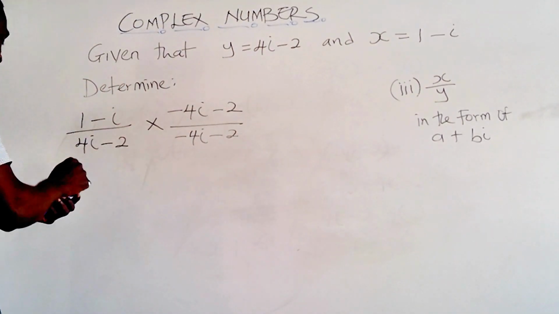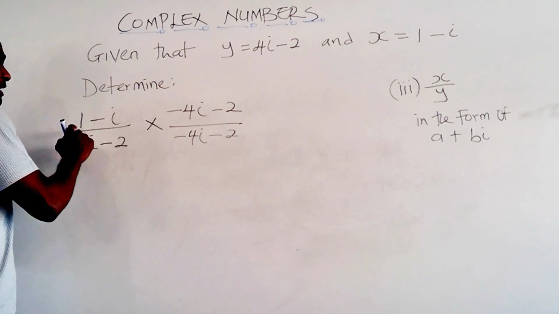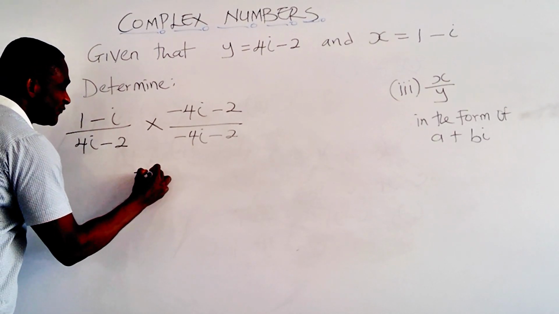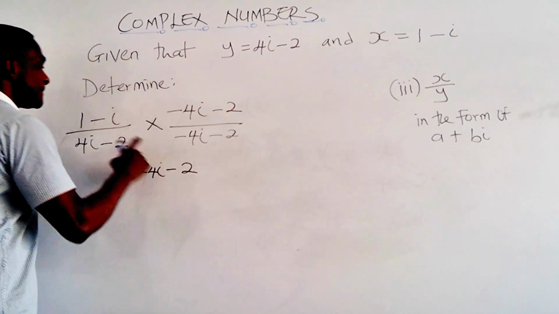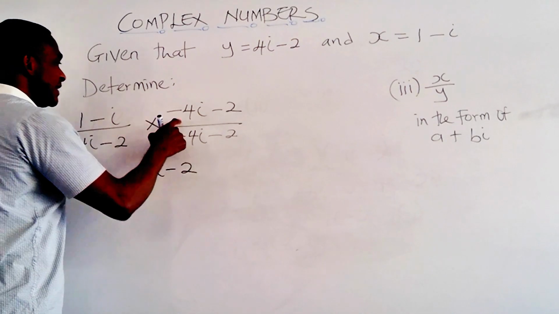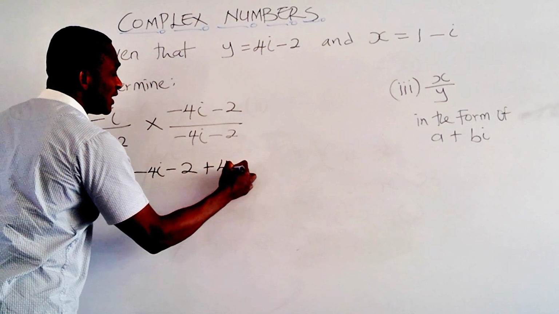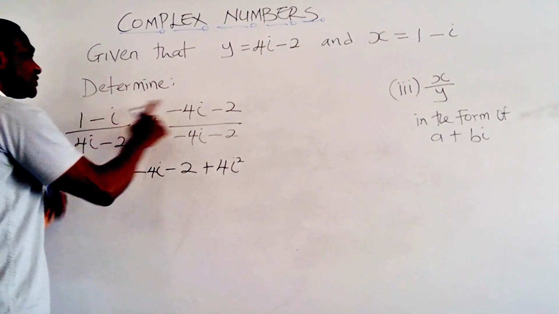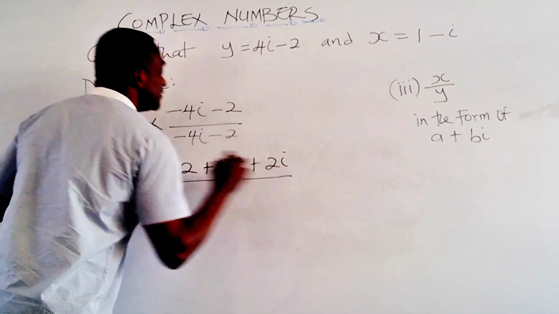Now let's go numerator to numerator, denominator to denominator. Now we have 1 times this, which is minus 4i minus 2. That's our numerator. This gives me plus 4i squared. And then this gives me plus 2i. We are done with the numerator.